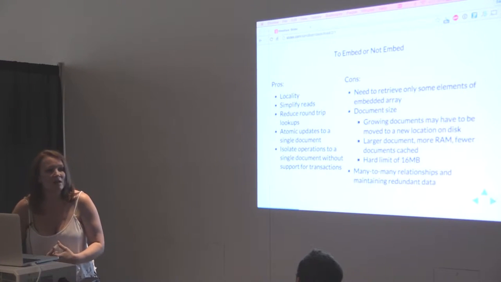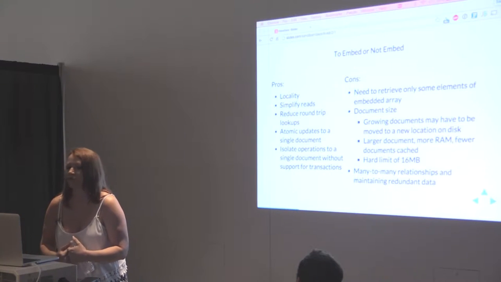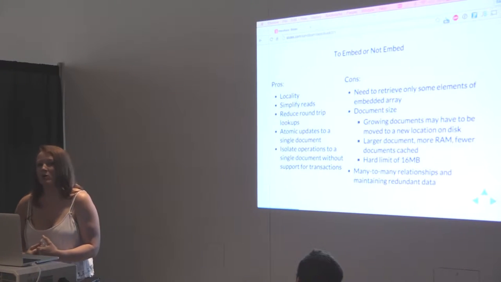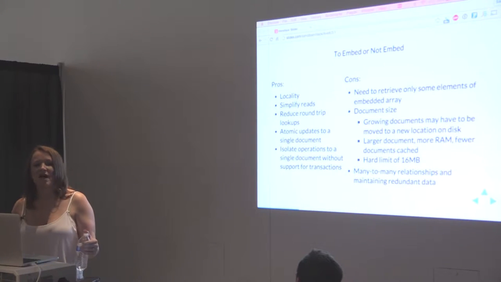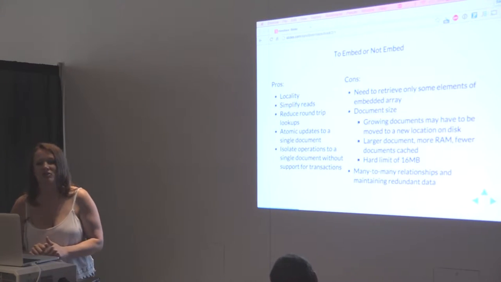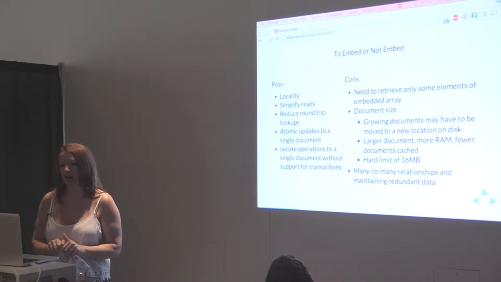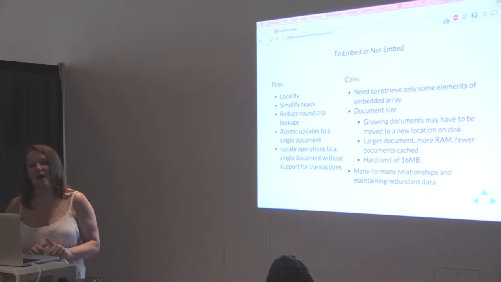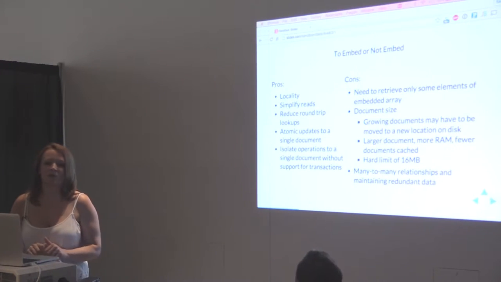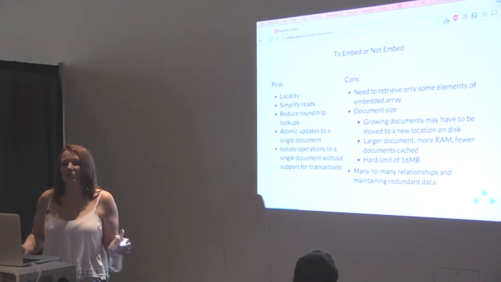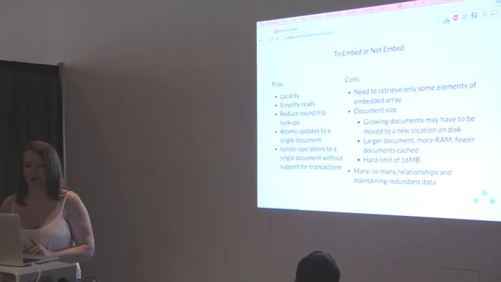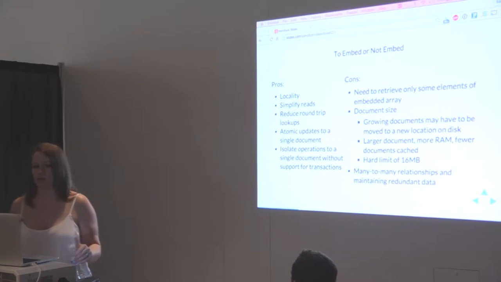The larger your documents, the fewer of those documents will fit in RAM, so Mongo wants to cache your frequently queried documents. You want to make sure that you maximize that cache wherever possible. And then with not embedding, you'll have many-to-many relationships where you've got to retain redundant data. It gets to be a little bit complex, and you've got to manage those kinds of transactions in your application.